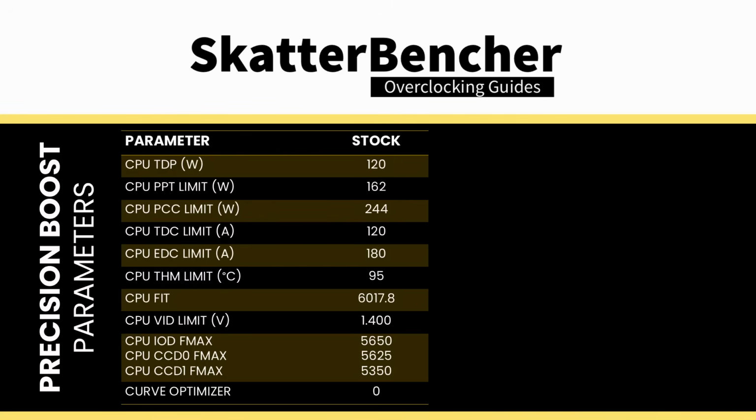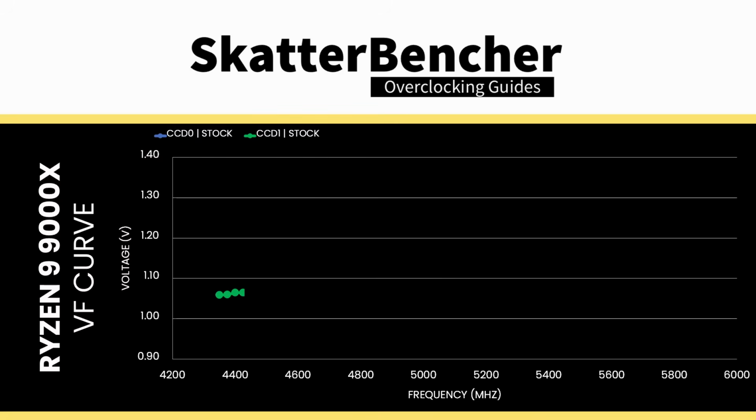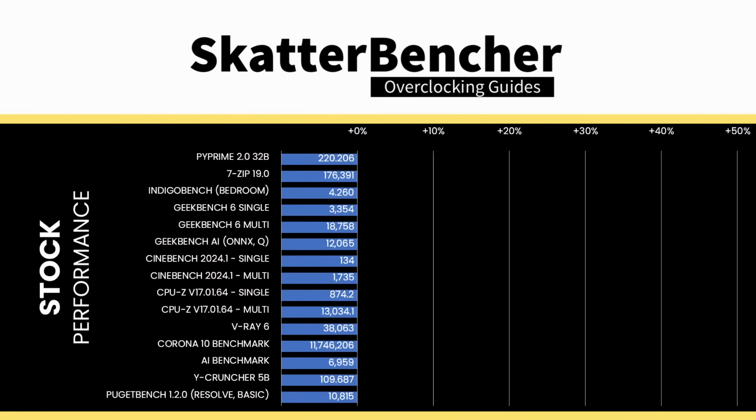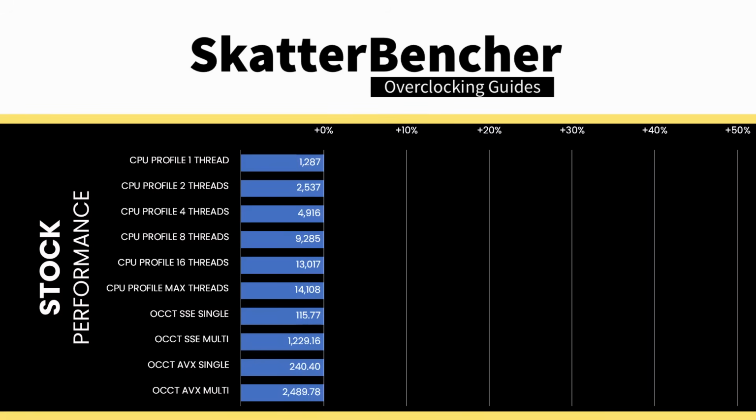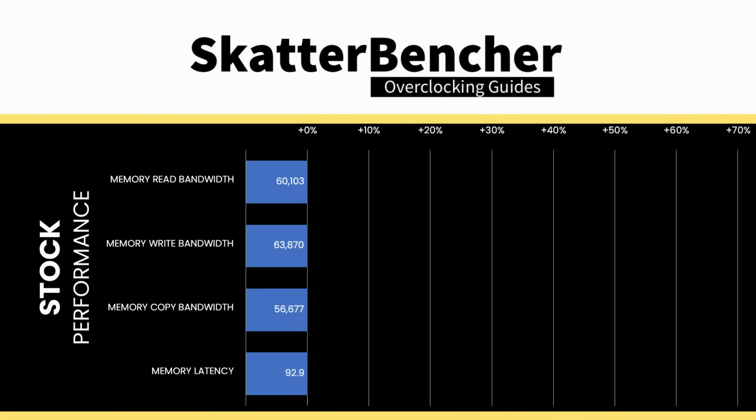The default Precision Boost 2 parameters for the Ryzen 9 9900X are as follows. The Ryzen 9 9900X has 2 CCDs, each following their own factory-fused voltage frequency curve. Here's the benchmark performance at stock. Here's the game performance at stock. Here are the 3DMark CPU profile and OCCT benchmark scores at stock. And here's the AIDA64 memory benchmark scores at stock.